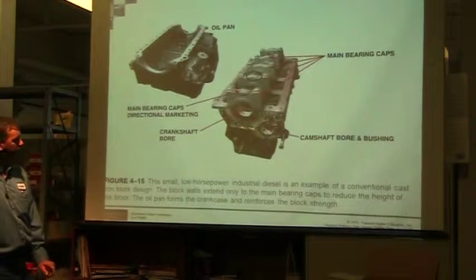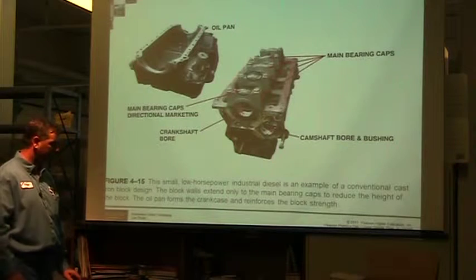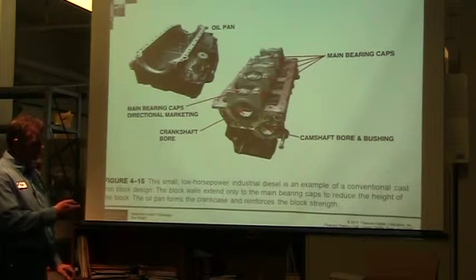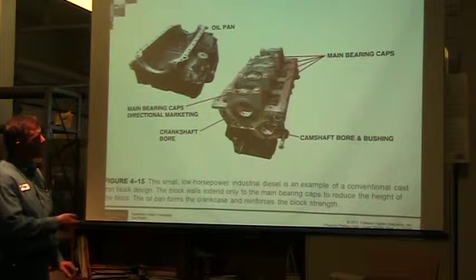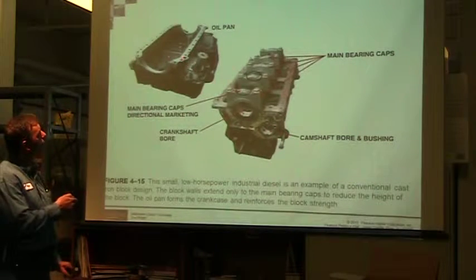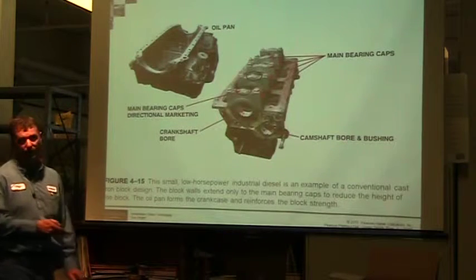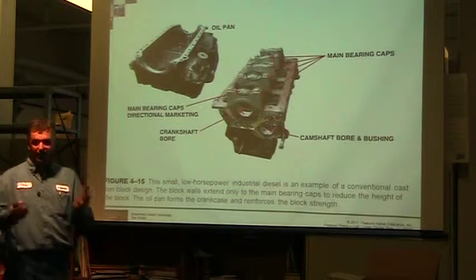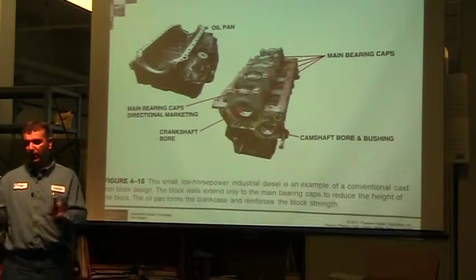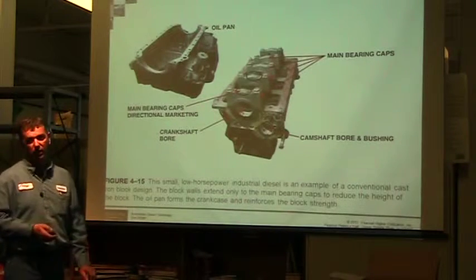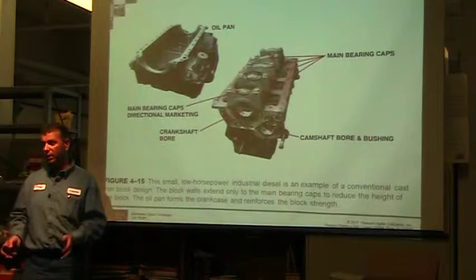This first one here is a small horsepower diesel engine. Conventional cast block, so there's no deep skirting on there. But then they take the oil pan, and you can see that there's webbing within the oil pan, and the oil pan itself is going to add the strength. Some oil pans are just tin, real thin, dissipate heat very well. Some are really thick and have lots of web structure in it and become part of the structure.